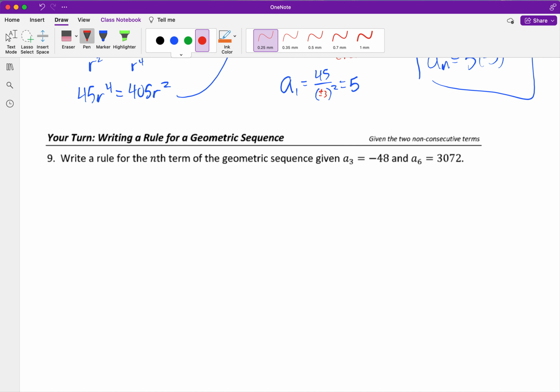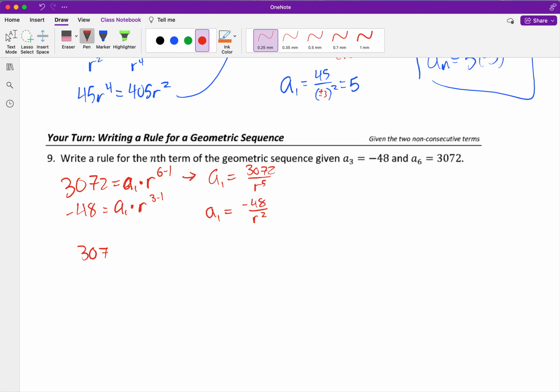Amazing. All right, so 3072 is going to equal a1 times r to the 6 minus 1, and negative 48 equals a1 times r to the 3 minus 1. I'm going to do the same thing, solve them for a1. So a1 equals 3072 divided by r to the 5th, and a1 will equal negative 48 over r to the 2nd power. I know that the a1s have to equal each other, so I will just set these two equations equal to each other.